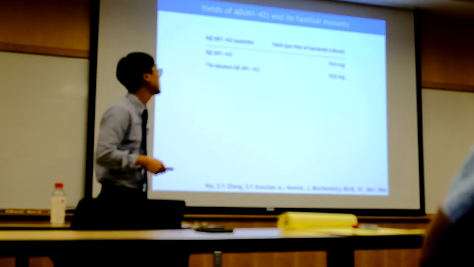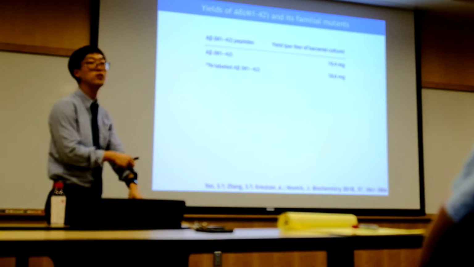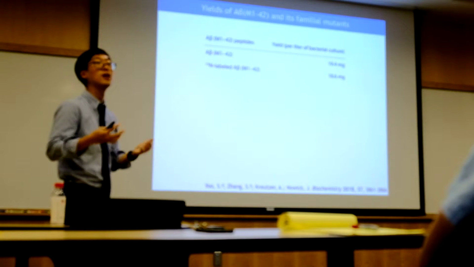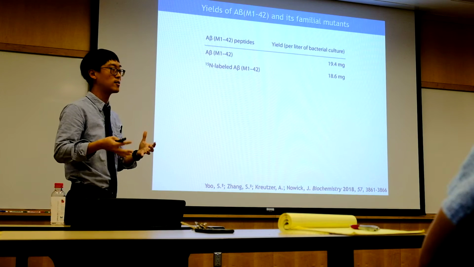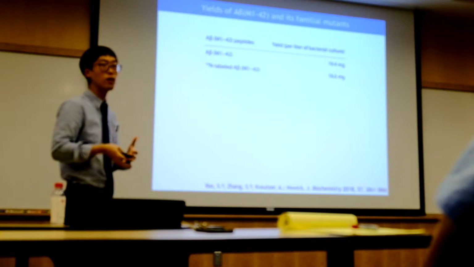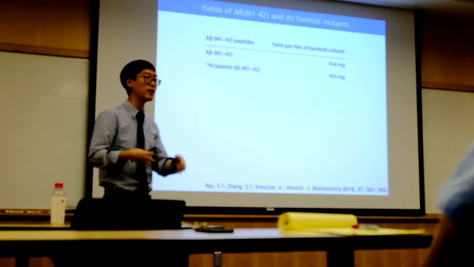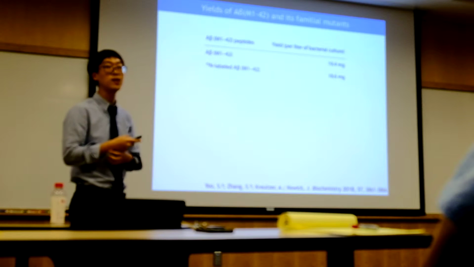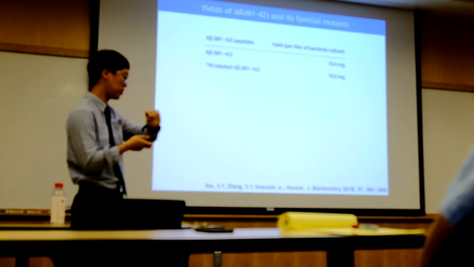As I noted before, I was able to get about 19 milligrams, which is a lot more than 2 to 3 milligrams, and was able to do a lot of experiments with just one batch of expression, without having to keep expressing. And with N15 enriched A-beta, I was able to get about the same quantity.